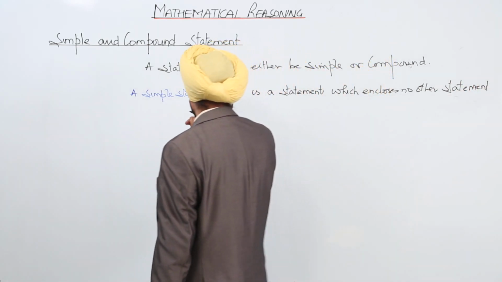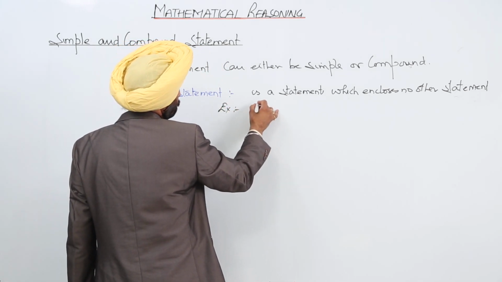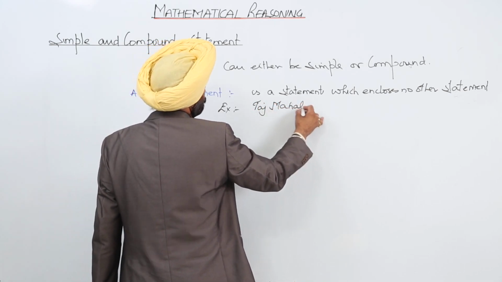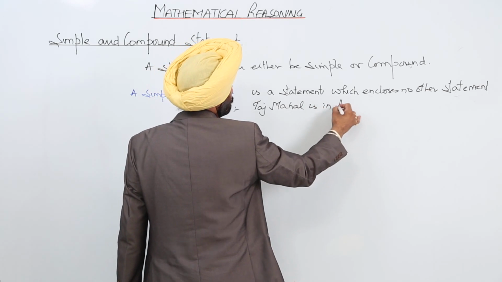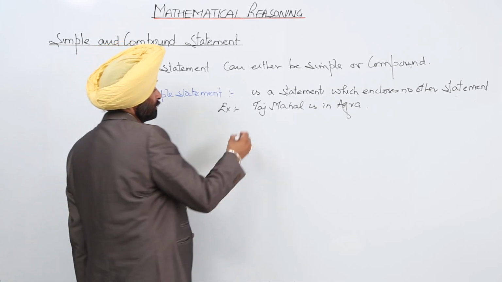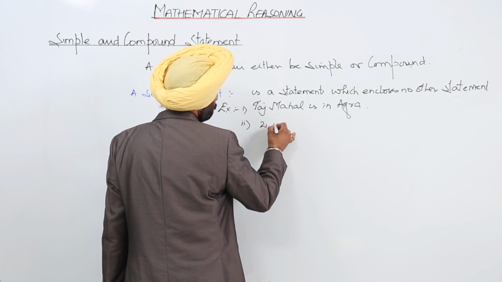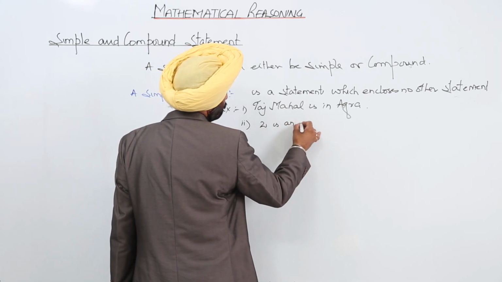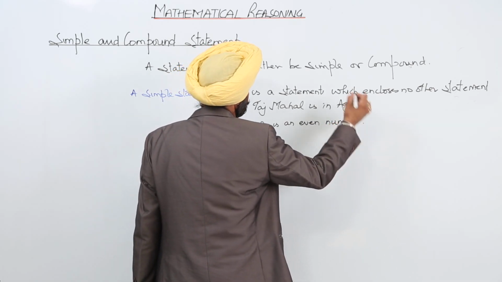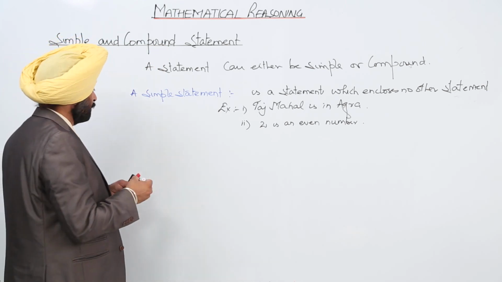Now, for example, Taj Mahal is in Agra. Or then, two is an even number. So these are the simple statements. Now, compound statement.